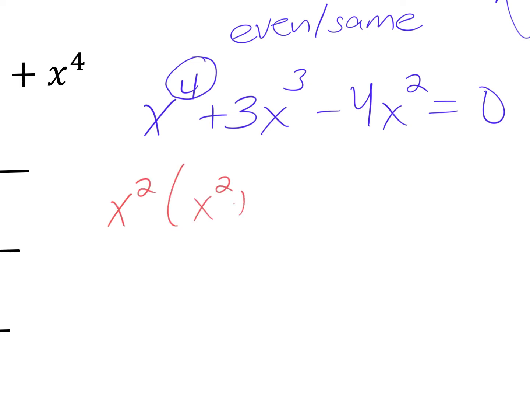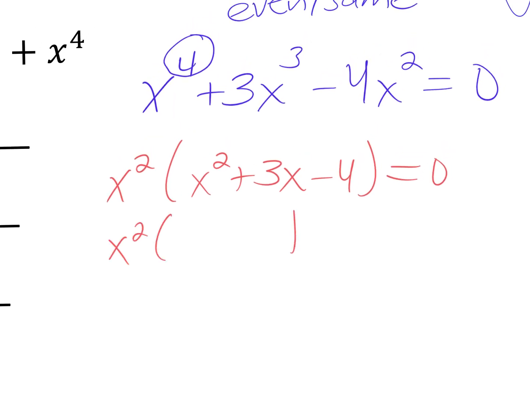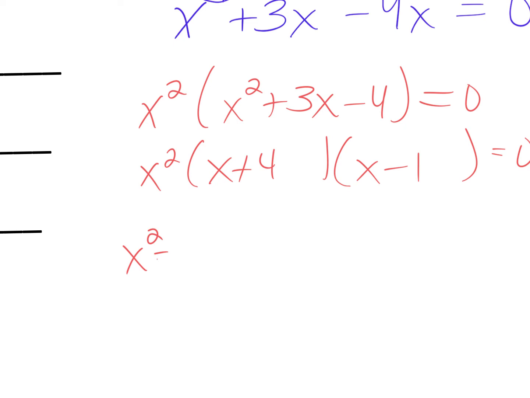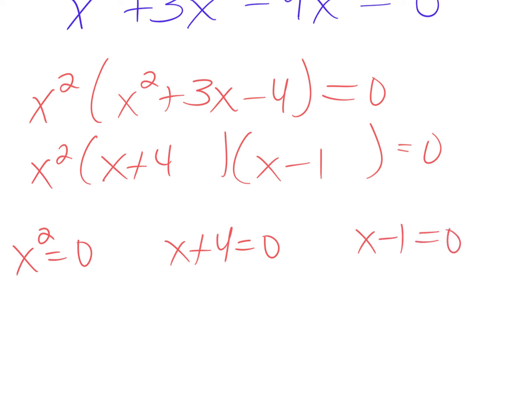So I'm left with x squared plus 3x minus 4. Can I factor this more? What are factors of -4 that multiply to give me -4, but add to give me 3? x plus 4, x minus 1. Agreed? Now what do I do with each piece? That equals 0. Okay, x squared equals 0, x plus 4 equals 0, x minus 1 equals 0.